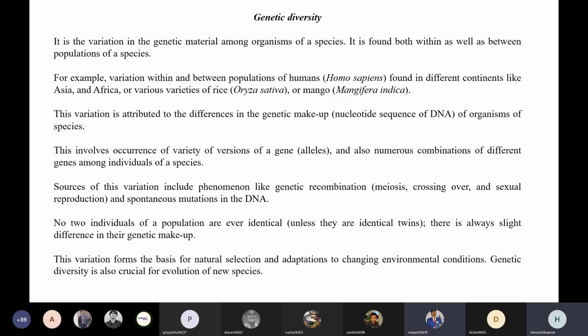You are not audible. So genetic diversity is variation in the genetic material. So it can be amongst organisms of a species or between different populations. So what is genetic material? We have the DNA and the RNA which is present in the cells. So this DNA is the genetic material. What is a gene?